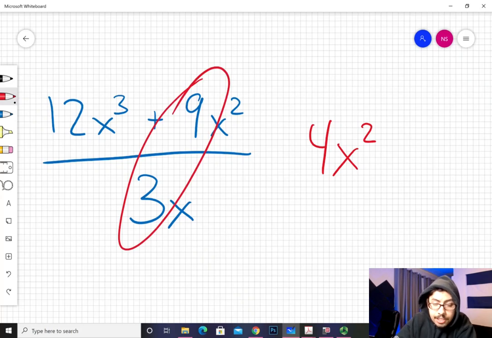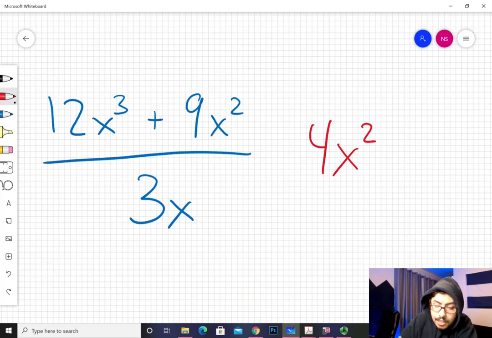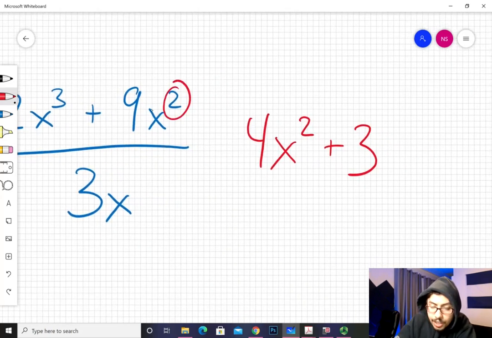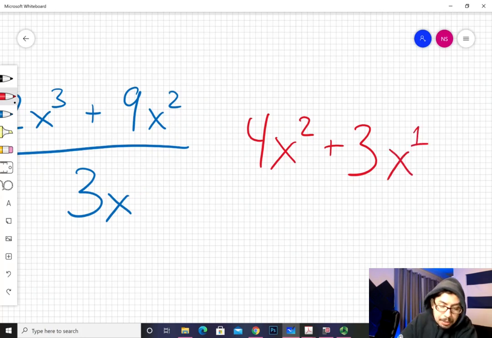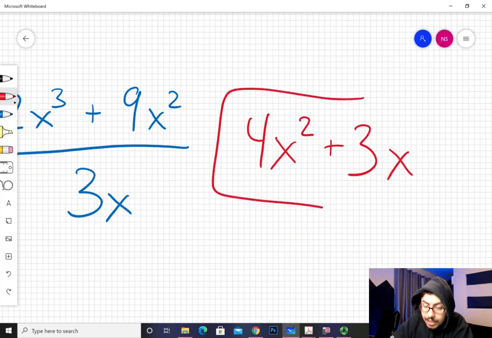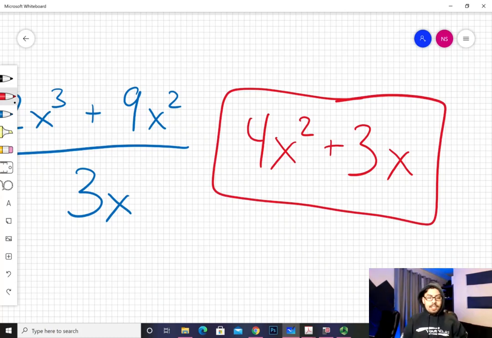Number first from the next term, 9 divided by 3, what do we end up getting? We end up getting a positive 3. And then x squared divided by x, essentially saying 2 minus that 1. And we end up getting just a standalone x, or x to the power of 1. You could put that down, doesn't matter, but chances are on the GED you're going to see obviously no 1. And then this is your final answer.